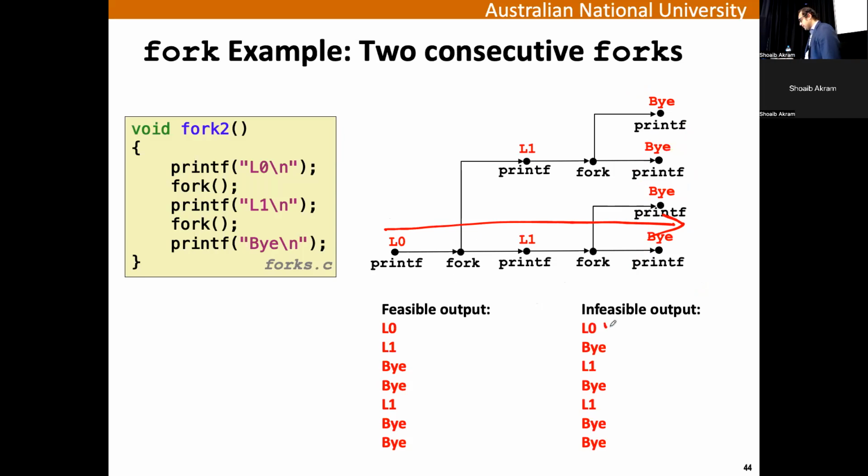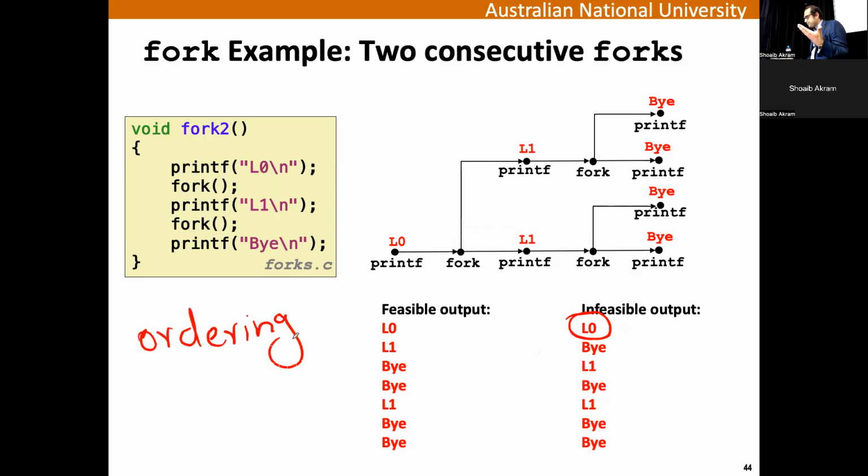So here we have L0. Does anyone see what the problem is with the invalid output? You are executing forward in time, then you're coming backward in time. This cannot happen on any system. There will be many orderings that look like this. There could be many feasible orderings.